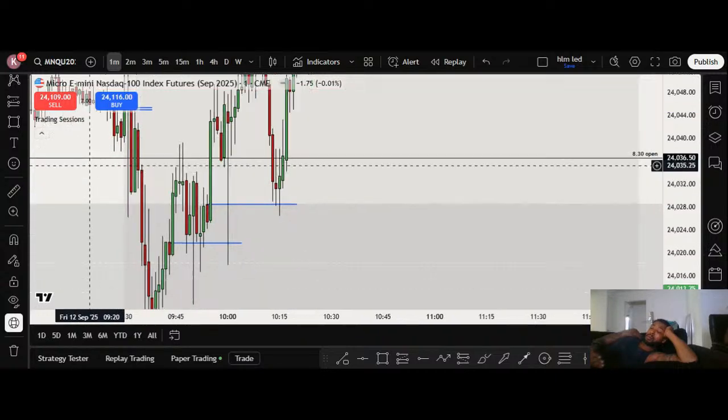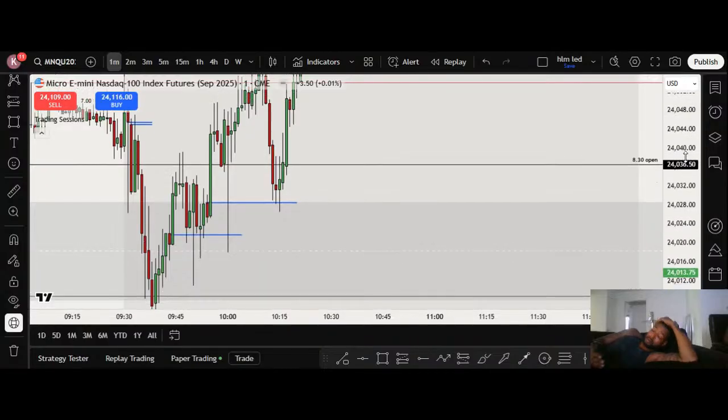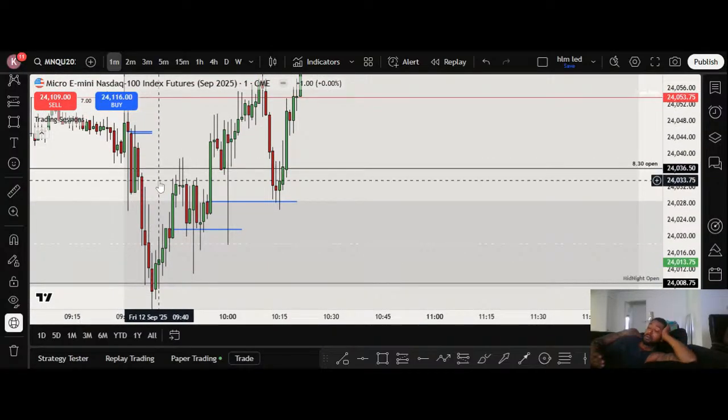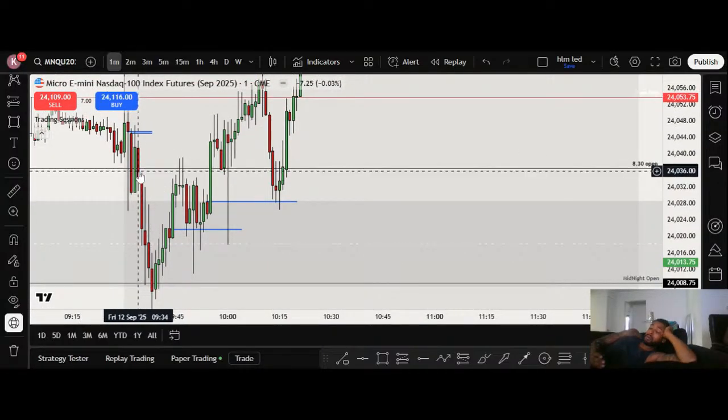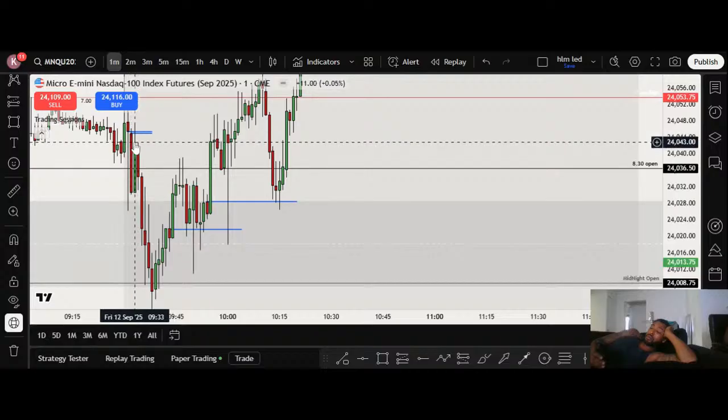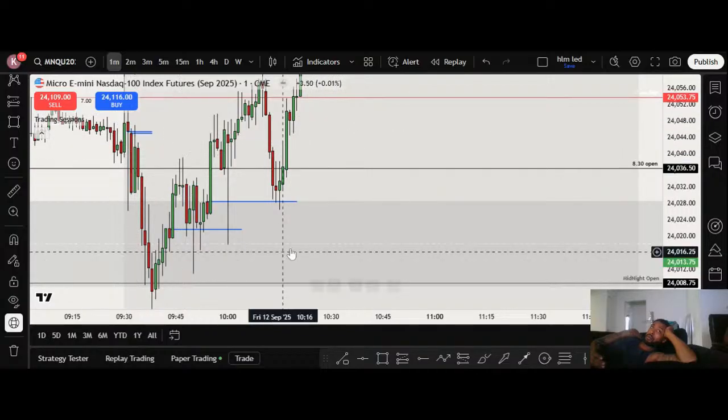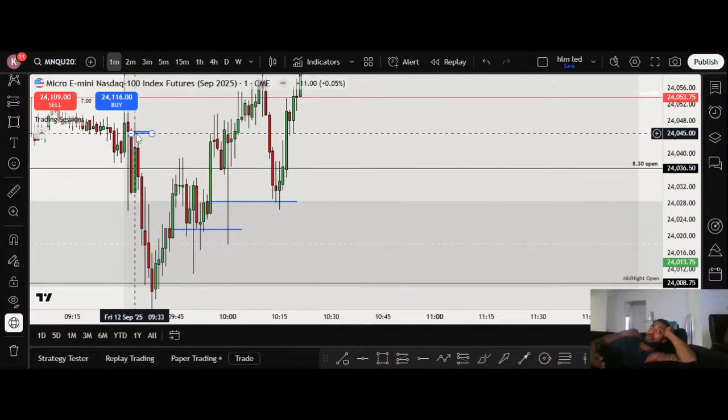Okay, so after that, we get an open here, and it's just off to the races for the bears. We push underneath that 830 open right here with strong speed and aggression. You can see in this candle right here, we open here, push up a little bit into the lower quadrant of this wick right here. If you draw a fib on that wick, you'll see the lower quadrants. I can draw that for y'all.